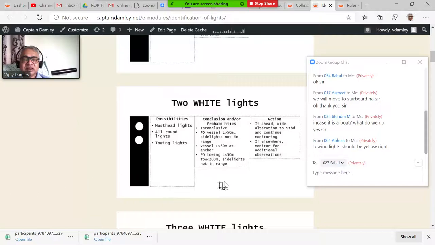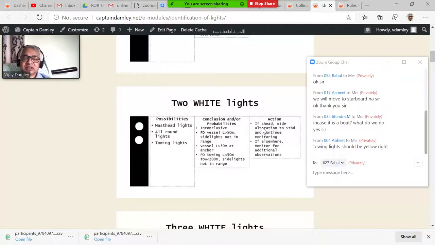Then again, if the ship is towing, I can see only the towing lights, which have like properties of masthead lights. In that case, their range is also higher. So side lights may not be seen yet. So this is one of the probabilities. What I am looking at, these are the probabilities.